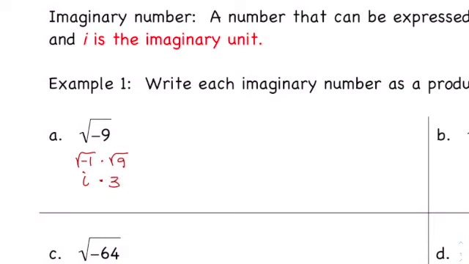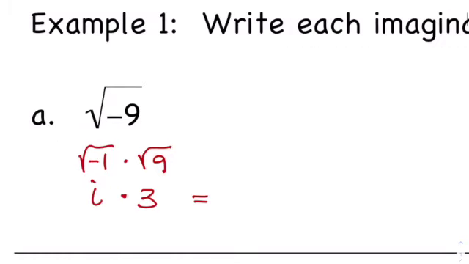Now we usually do not like to put the i in the front because we might get confused. So we switch around, the number always in the front. So it's 3i. And that is your answer.